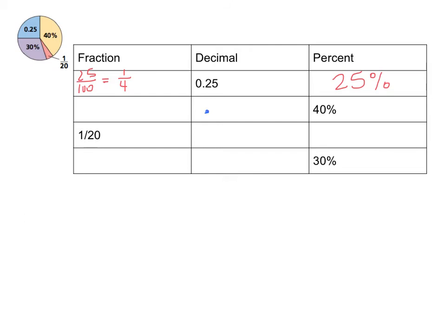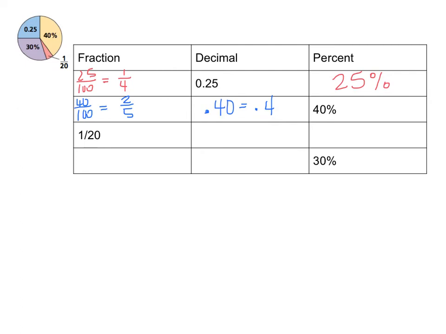Let's try 40%. What would that be as a decimal? Well, this could just be 40, or you could say it's just 0.4, either way. All right, try your fraction. Where should you start for your fraction? You should do 40 over 100, and then what can you reduce that to? 2/5.